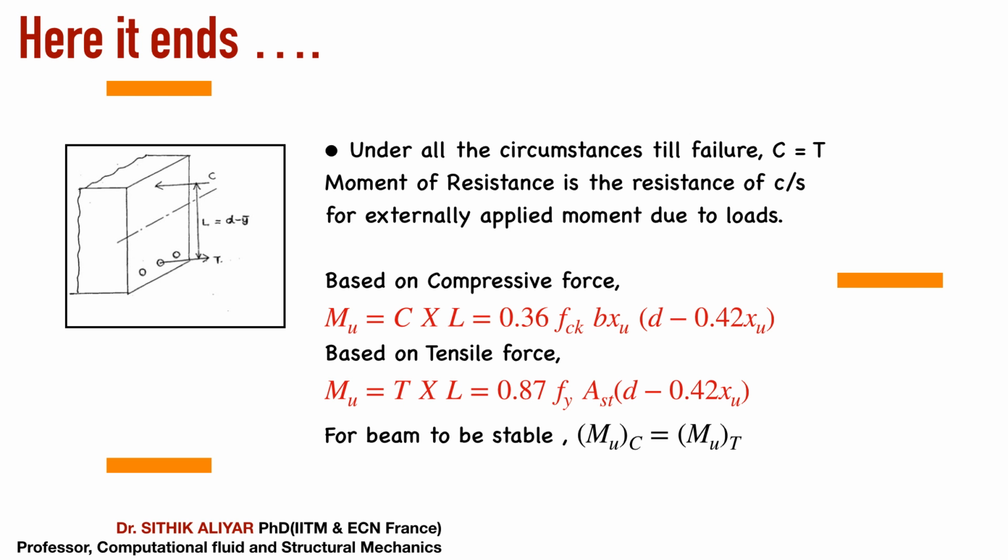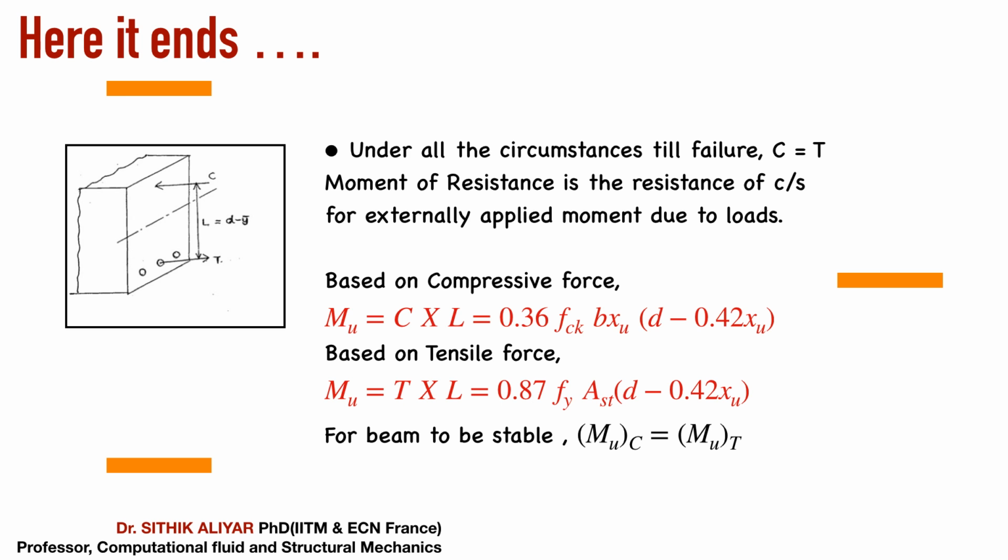Okay, so using this, the derivation ends now. Under all circumstances, we will come to that point later. Till failure, C should be, you see the left side figure, the compressive force and tensile force should be same, or else the beam will collapse. We are going to bend the beam. When you are bending the beam, if T is more, the bottom piece will pierce out. If C is more, the top will get crushed. So before failure, always C and T should be same, so that the bending will be equal. That's another assumption, already discussed. So you should remember C equal to T.